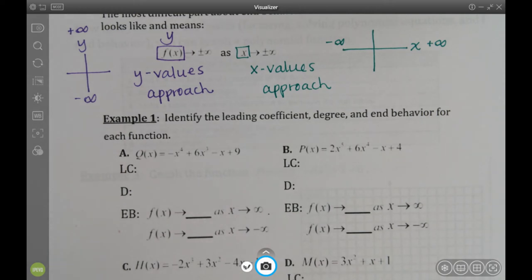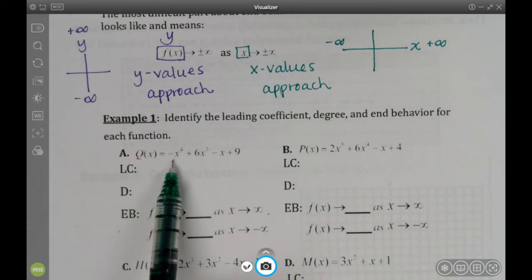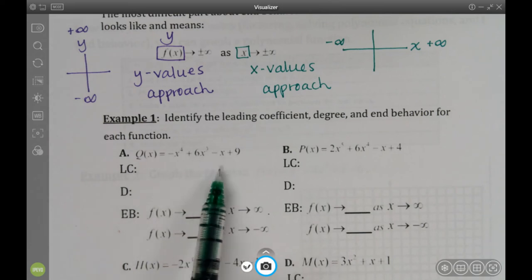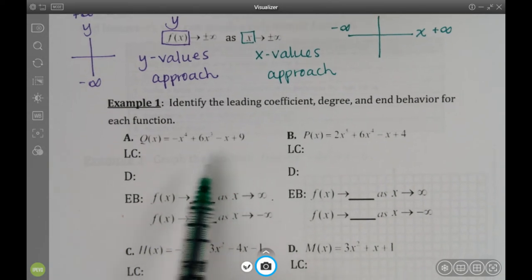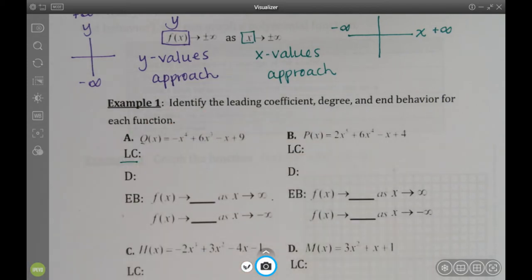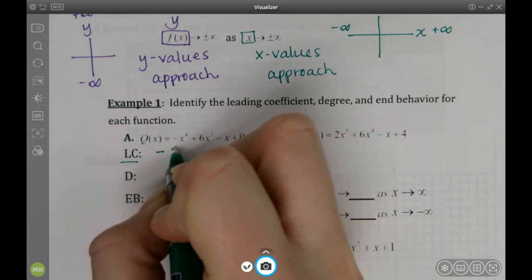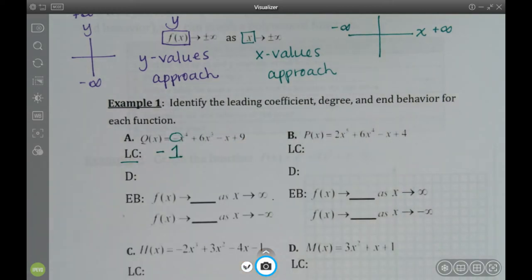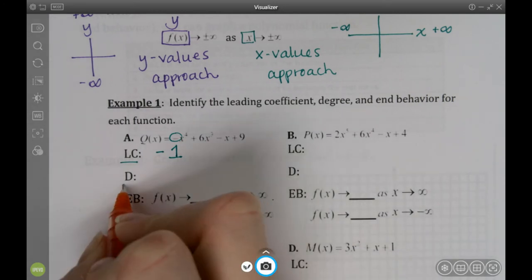Anyway, okay, example 1, identify the leading coefficient, the degree, and the end behavior for each function. All right, so part A, we have q of x equals negative x to the 4th plus 6x cubed minus x plus 9. Okay, leading coefficient, that's the number in the very, very front. So what is the number in the very, very front of my equation? Negative 1. Then I need to figure out the degree. So what's my biggest exponent?